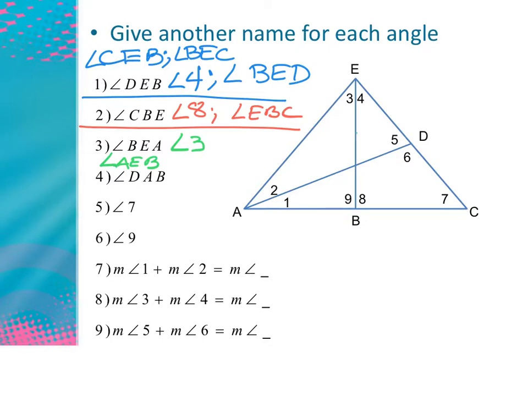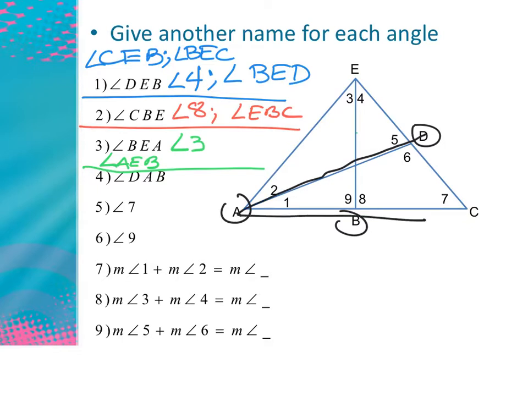Next one, DAB. So D, A, B. I'm going to go from here to here to here. And you can see that I can call it angle 1. I can also reverse the letters, BAD.